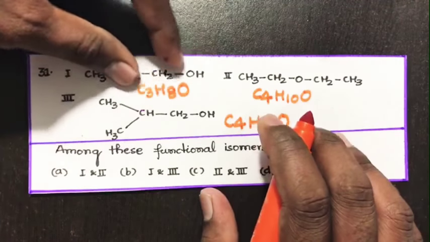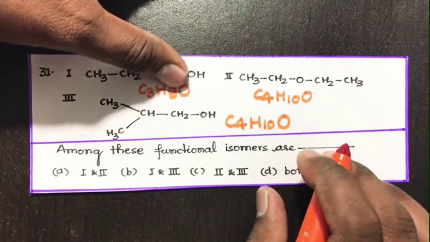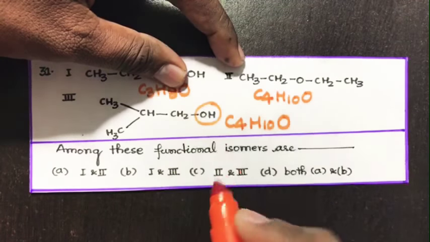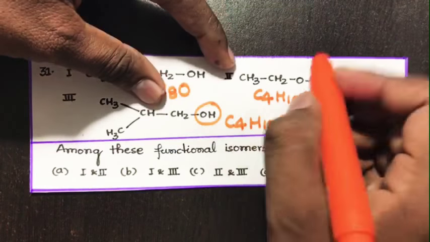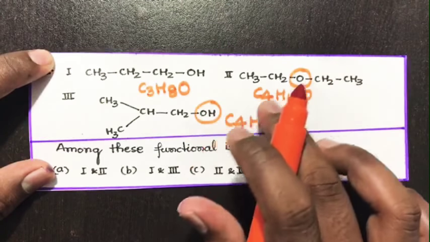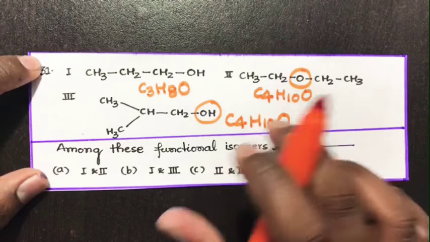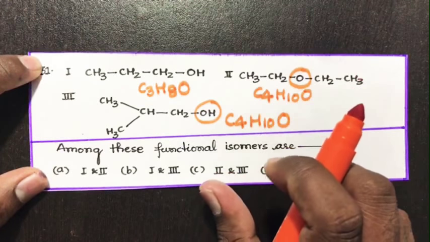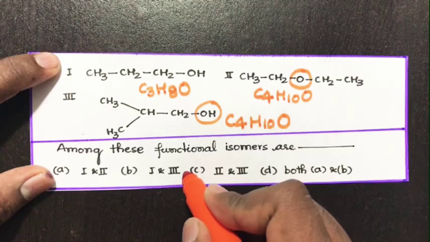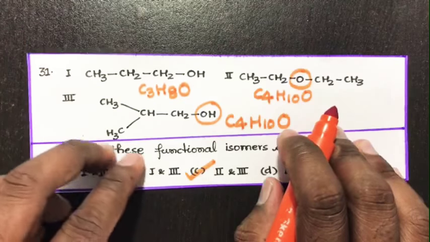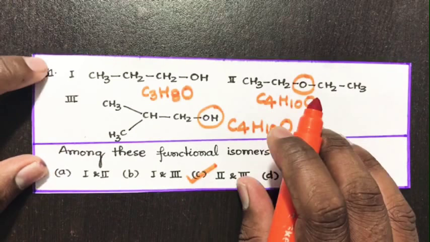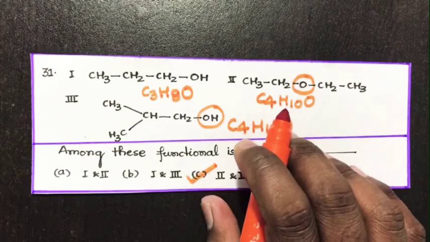Okay, now among these the functional isomers are, so let's consider 2 and 3. Are they functional isomers? Here the functional group is alcohol, and here the functional group is ether. So they have the same molecular formula, that is C4H10O, and they have different functional groups, so they are the functional isomers. So in this case 2 and 3 will be the functional isomers, whereas 1 is not an isomer of 2 and 3 both, because the molecular formula is different.